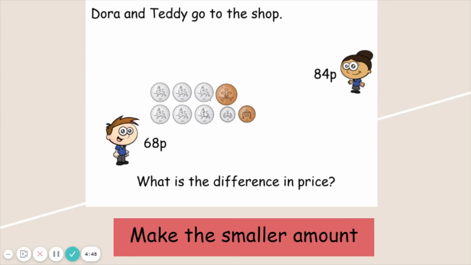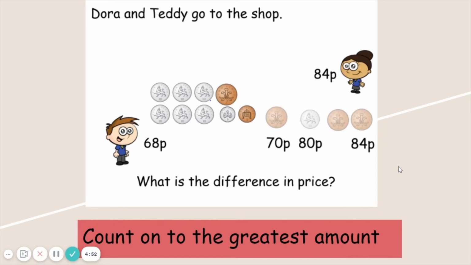So I'm going to make that amount: 10, 20, 30, 40, 50, 60, 65, 66, 67, 68p. I found that easiest to do that by starting with tens. So I've made the smaller amount. Now I need to count on to the greatest amount, Dora's. I need to get from 68 to 84.